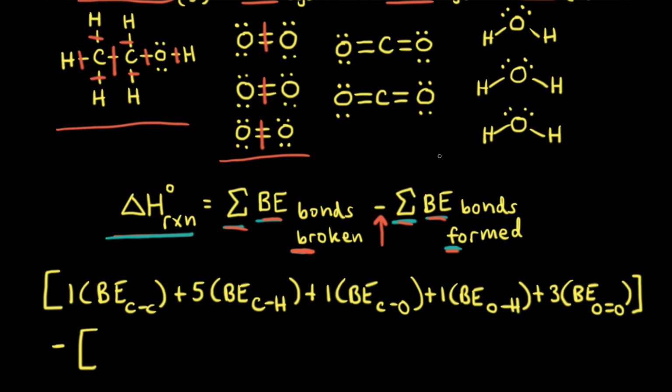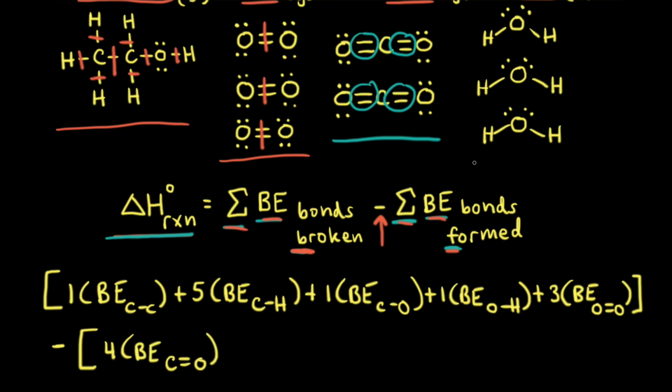In our balanced equation, we formed 2 moles of carbon dioxide. So to represent those 2 moles, I've drawn in here two molecules of CO2. And we can see that in each molecule of CO2, we're going to form 2 carbon-oxygen double bonds. So that's a total of 4 carbon-oxygen double bonds. So down here, we're going to write a 4 times the bond enthalpy of a carbon-oxygen double bond.